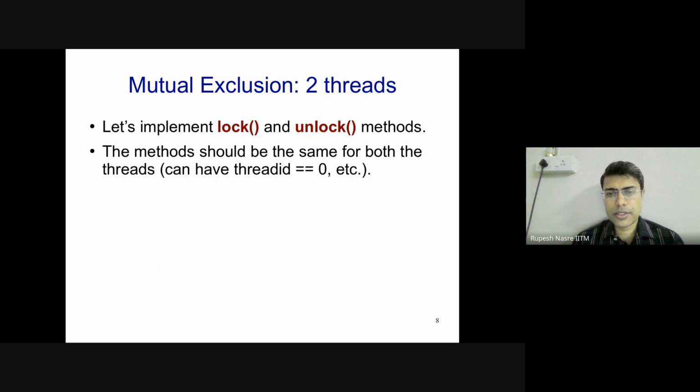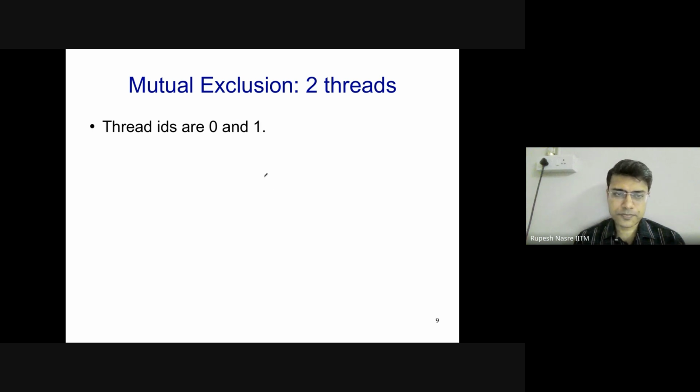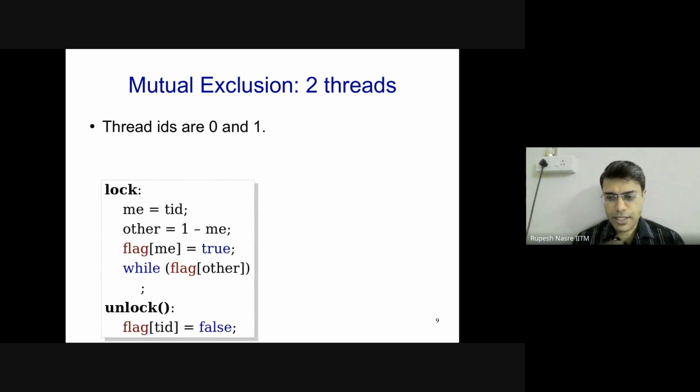Both the methods should be the same, because for the critical section I need to have that, and it should use only control plus data flow. It should not use any atomic instructions or barriers, etc. So let's say that there are these 2 threads, 0 and 1, and I'm going to write this code for lock and unlock, irrespective of what the thread ID is.